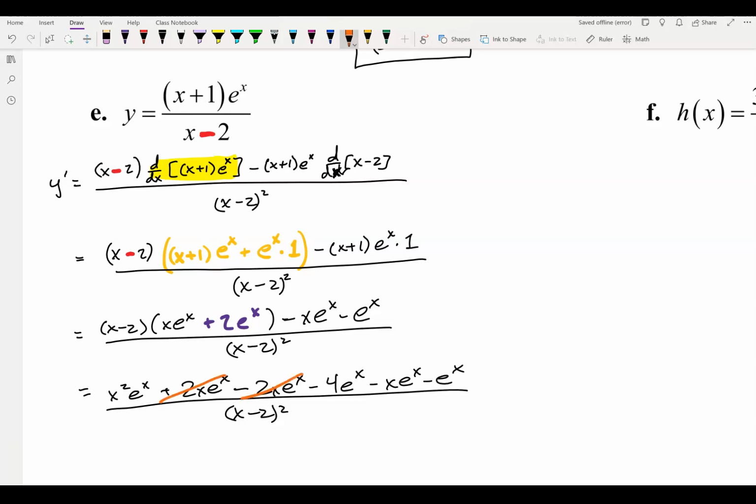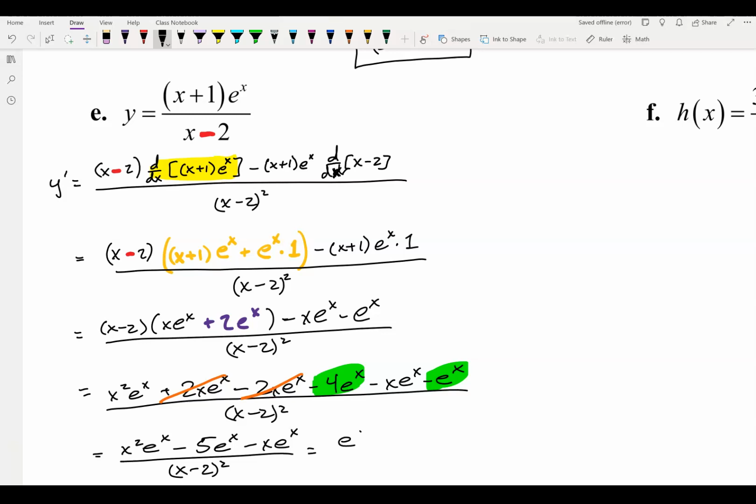This guy and that guy. And that looks like it. So we're going to have a final result of x squared e to the x minus, well, we can combine these guys in green. Negative 4 e to the x minus an e to the x will give me a negative 5 e to the x minus x e to the x all over x minus 2 squared.